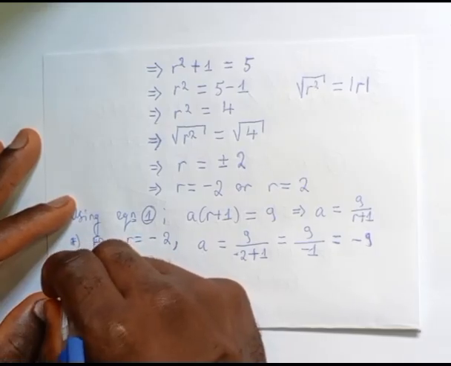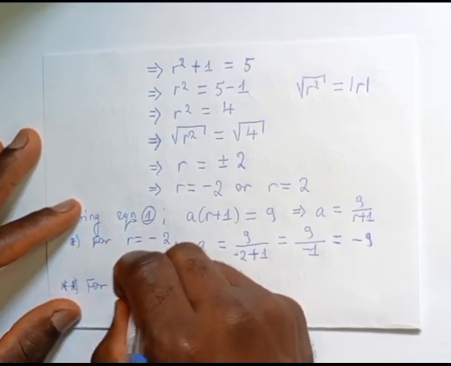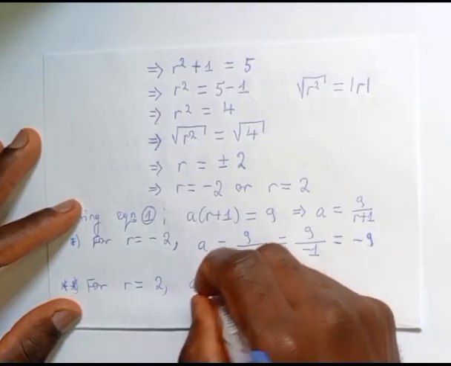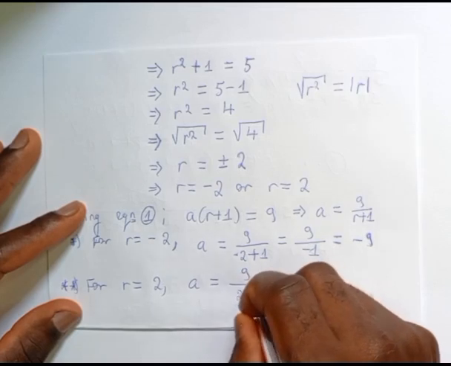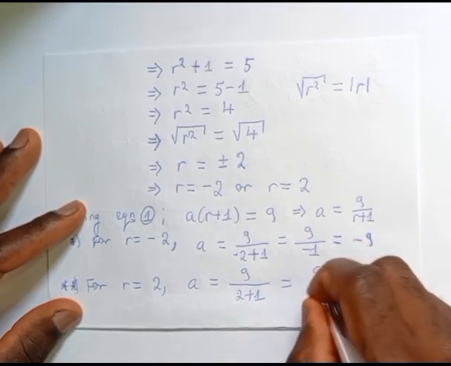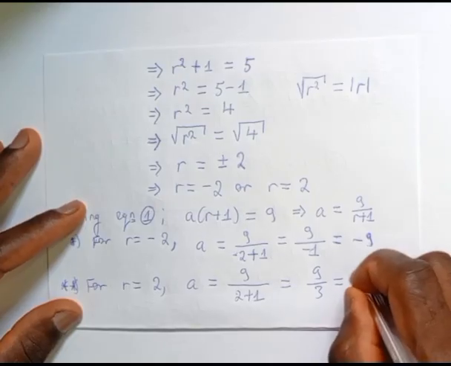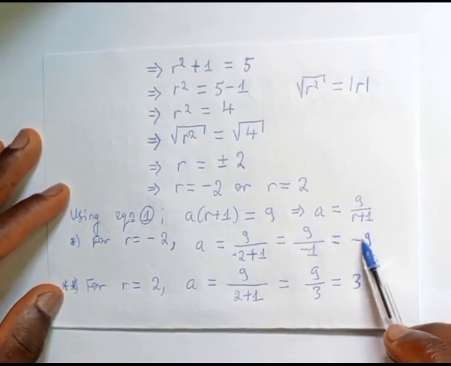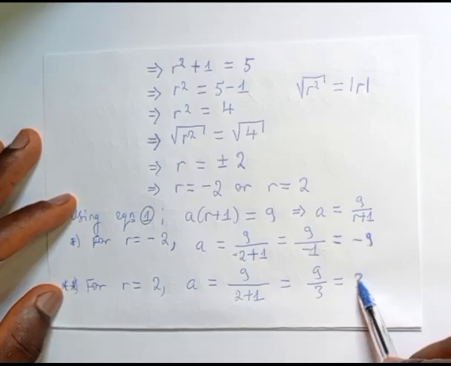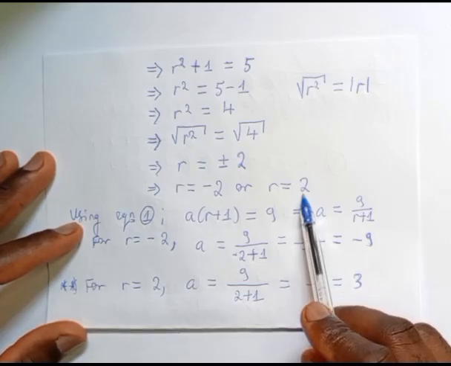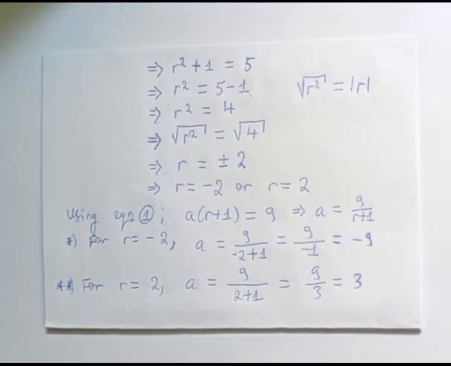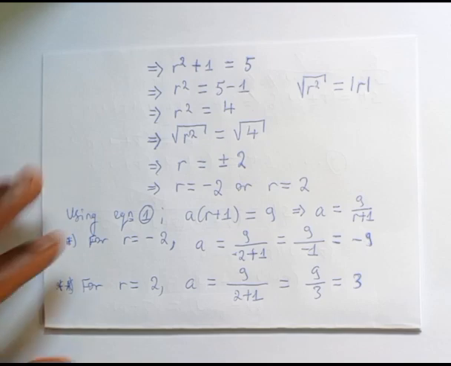Next, for R equal to 2, A will simply be equal to 9 all over 2 plus 1, which is 9 all over 3, which is equal to 3. The two possible values for A are negative 9 and 3. The two possible values for R are negative 2 and 2. Knowing these, it is possible for us to find the two possible values of the fifth term of the given progression.